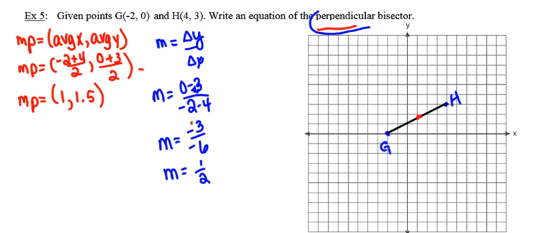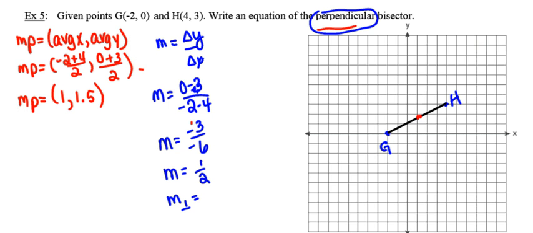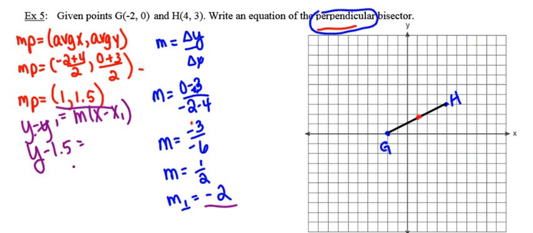But because I want these guys to be perpendicular, I'm going to have to remember to use the slope of a line that's perpendicular, which is going to make this -2 over 1. So there's my point, there's my slope. I'm all set up to use point-slope form of an equation. So y subtract 1.5 equals my slope, -2, times x subtract 1.